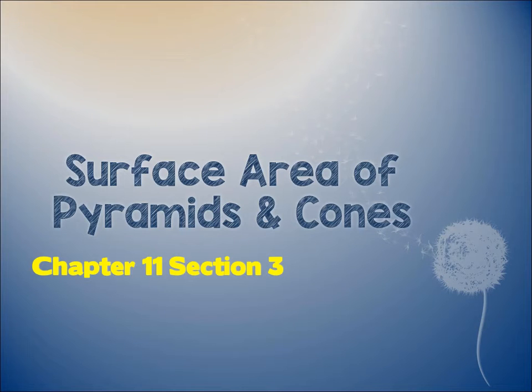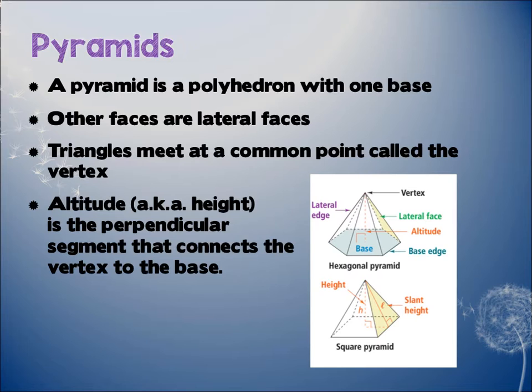All right, so 11.3 is surface area of pyramids and cones. A pyramid is different from a prism because it has just one base, and a cone is different from a cylinder for the exact same reason. Only one base, so one circle. So a pyramid is a polyhedron with one base. The other faces are called lateral faces, just like with prisms. The triangles that are those faces meet at a common point called the vertex. And the altitude, which is also known as height, is the perpendicular segment that connects the vertex to the base.